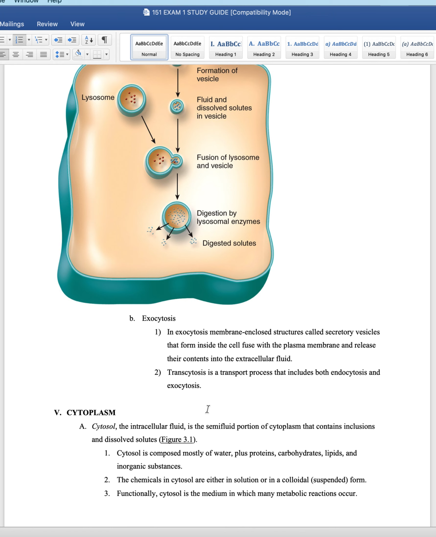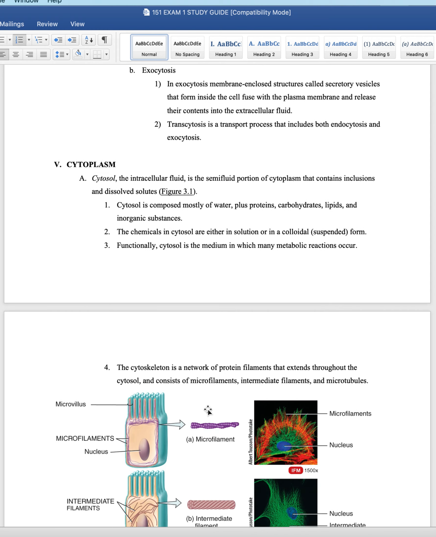We can also have transcytosis, which is when a vesicle comes in from one side and then exits out the other side without depositing any material inside the cell itself, just using the cell as a byway through that cell layer to get to the next cell layer.